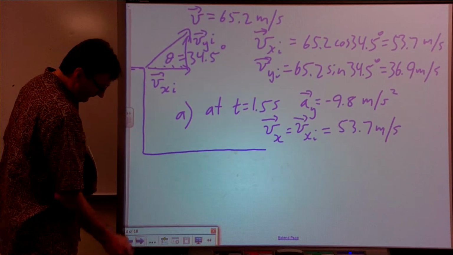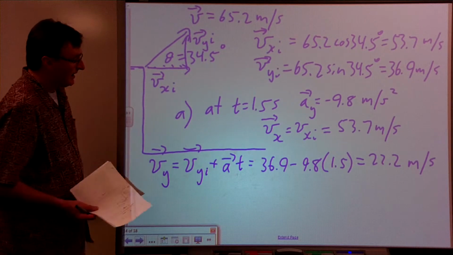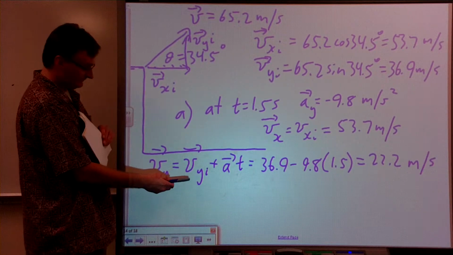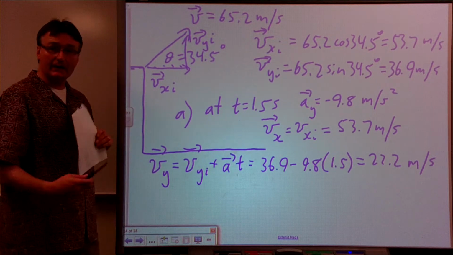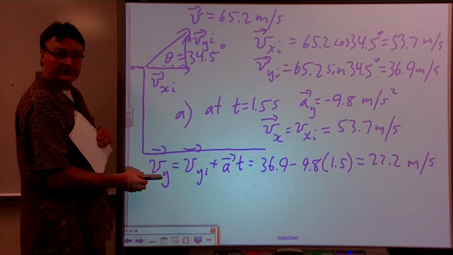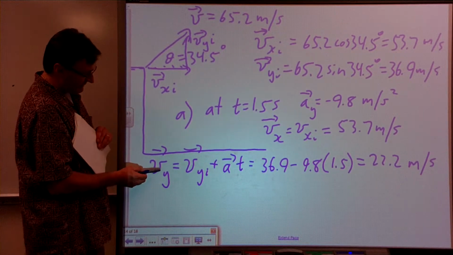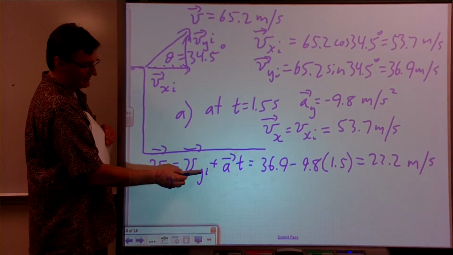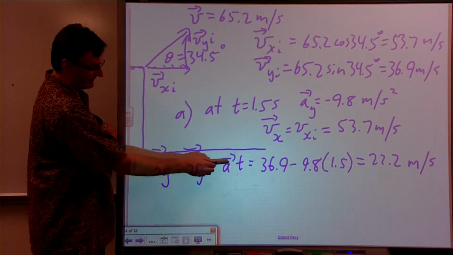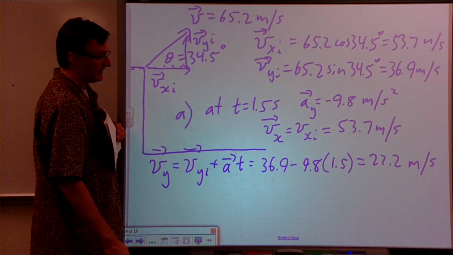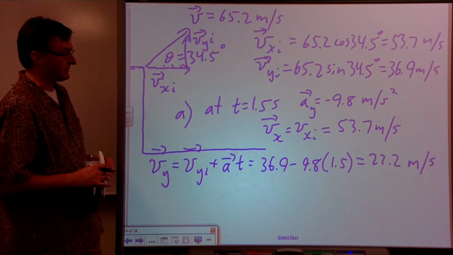Okay, then the velocity in the y direction now, we'll make use of this formula right here, or this equation. And again, you will always be given these formulas and these equations. So this is the one that's going to help us here. The velocity in the y direction is just going to be the initial velocity in the y direction plus at. And so we just do that calculation there, and we get 22.2 meters per second.